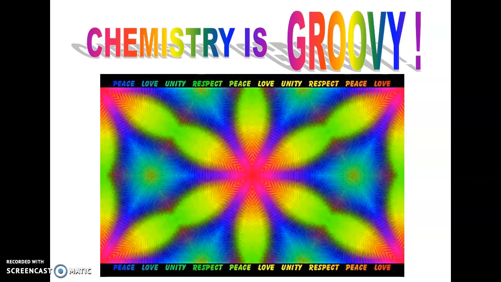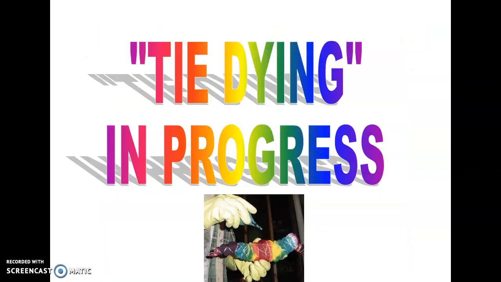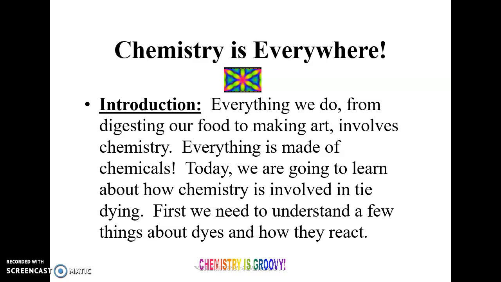But first, we need to understand the science behind tie-dye. We're pretty much there with what you guys have done so far. We've talked about ionic and covalent bonding, but we're just going to kind of look at how it relates within tie-dye. So the tie-dyeing process, everything we do involves chemistry, right?